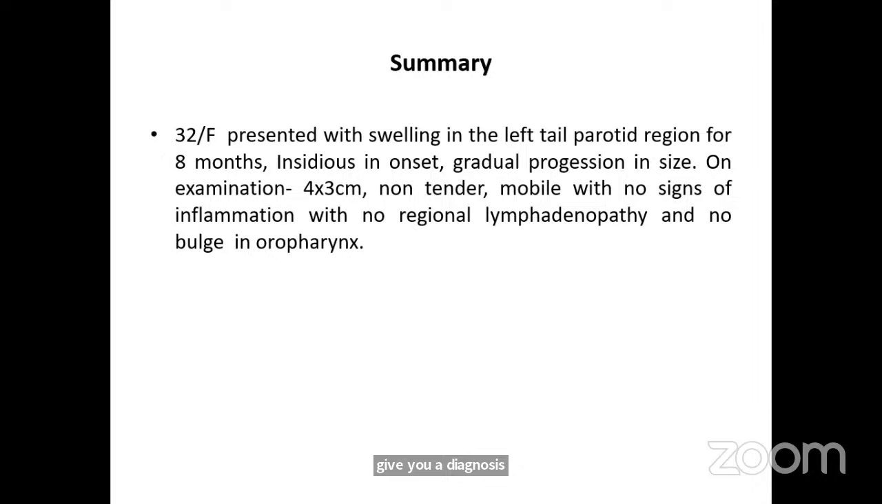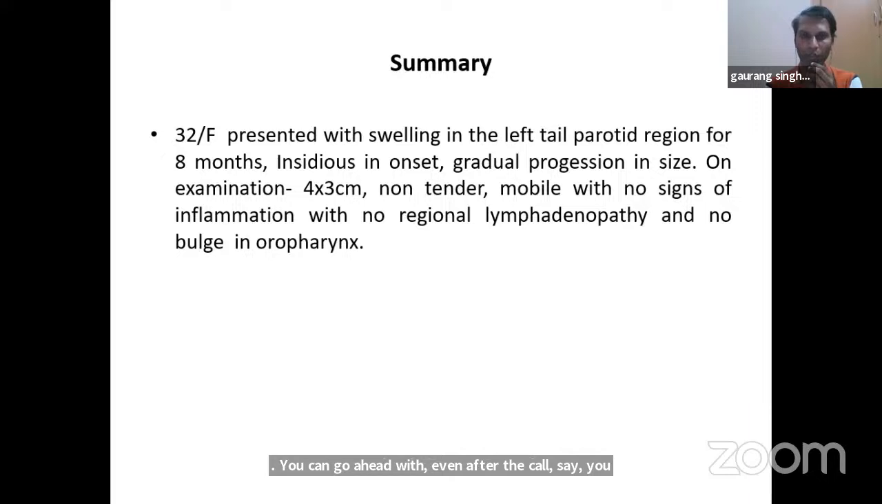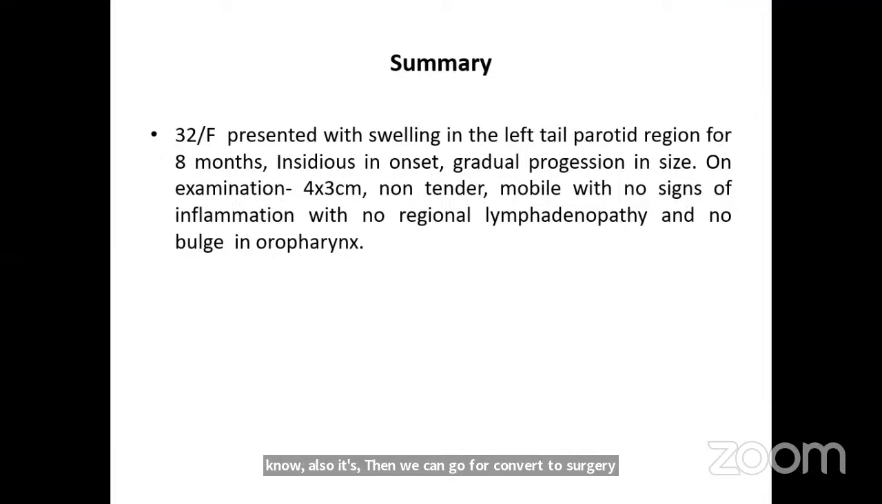Then, sir, you can do one thing. You can go ahead with, even after core biopsy needle also it is negative, then we can go for conservative surgery and you can take an intra-frozen, sir. Yeah, tell me what you'll do.